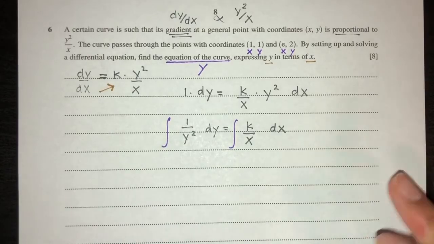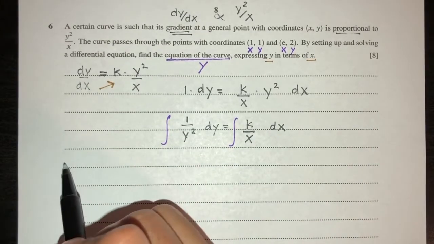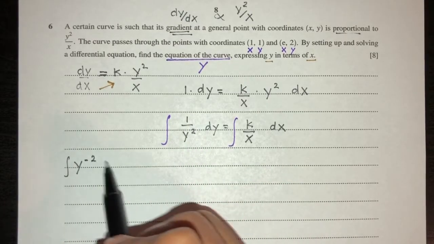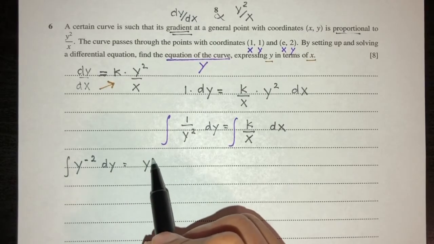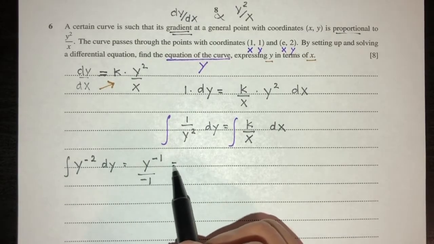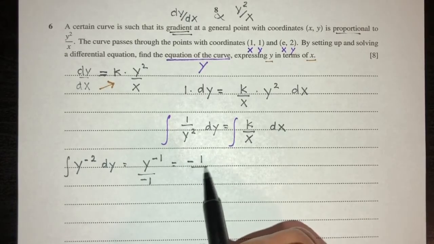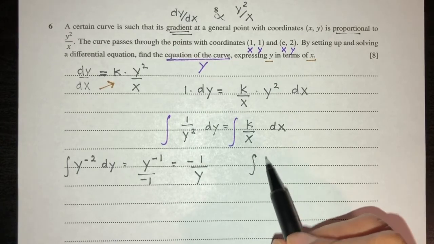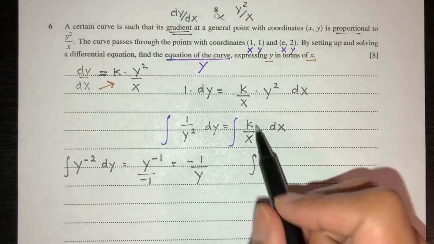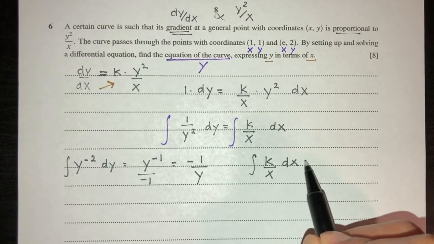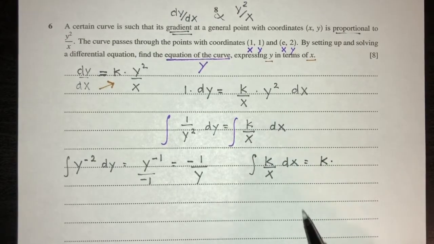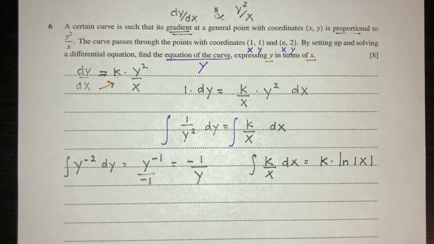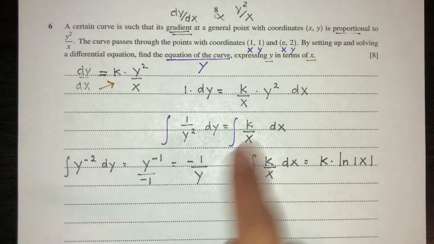So let's do one by one. What is the integration of this one? Let's do this side first. What is 1 over y squared? You can write this as y to the power of minus 2 dy. That will be y to the power minus 1 divided by the power, that is minus 1 over y. Now what is this one? Same steps. K is only a multiple, so we can take out the value of k, and the integration of 1 over x dx is just ln of x. Now we have to replace those values back in the main equation.